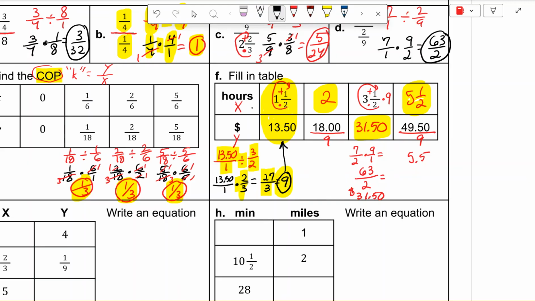Then, to transform my x's into my y's, I multiply by the COP, and to transform my y's into x's, I divide by the COP. So you may need to pause the video and look through that. Ask questions if you're not understanding.